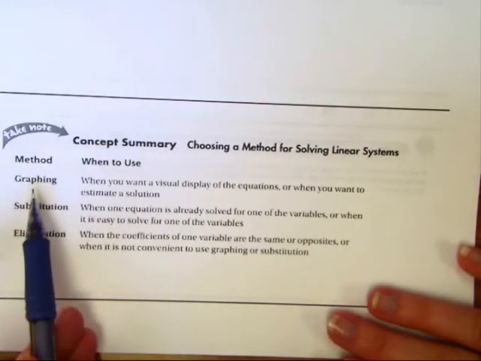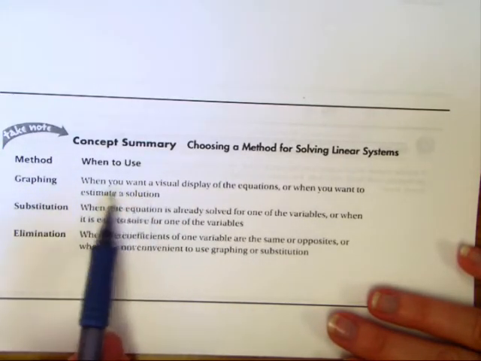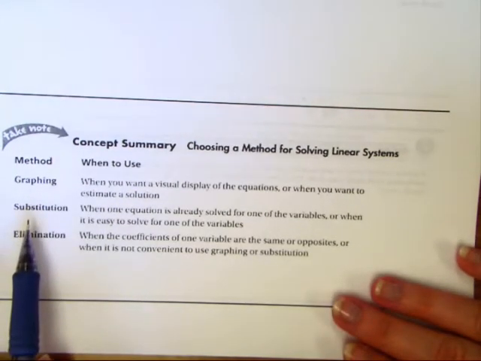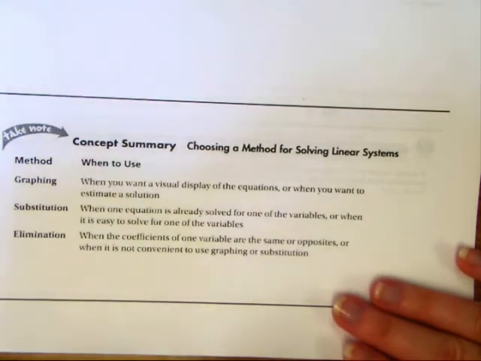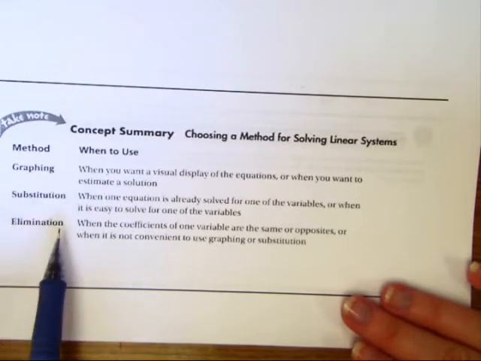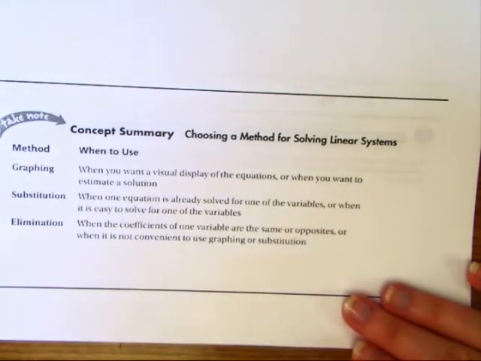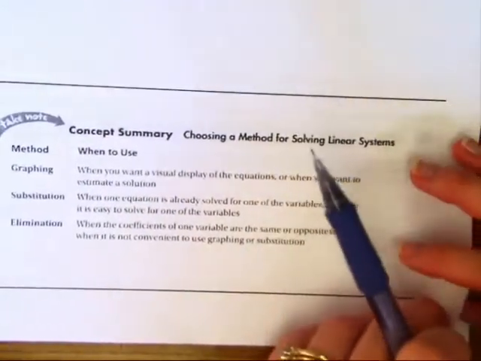So graphing you can use when you want a visual display, or if you want to estimate a solution, because you can't get an exact answer all the time. Substitution should be used when one equation is already solved for one of the variables, or when it's super easy to solve for one of the variables. And then elimination should be used when the coefficients of one of the variables are the same or opposite, or if they're already lined up, and then elimination would be beneficial. Okay, let's try this and see what you want to pick.